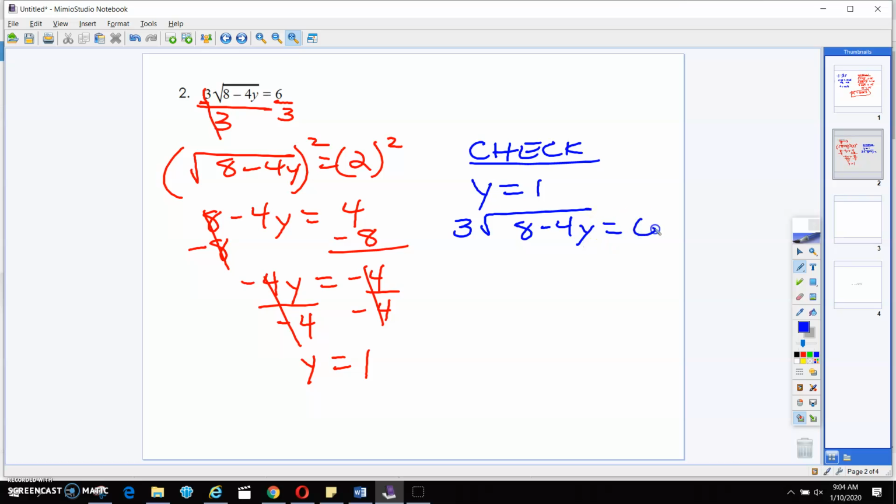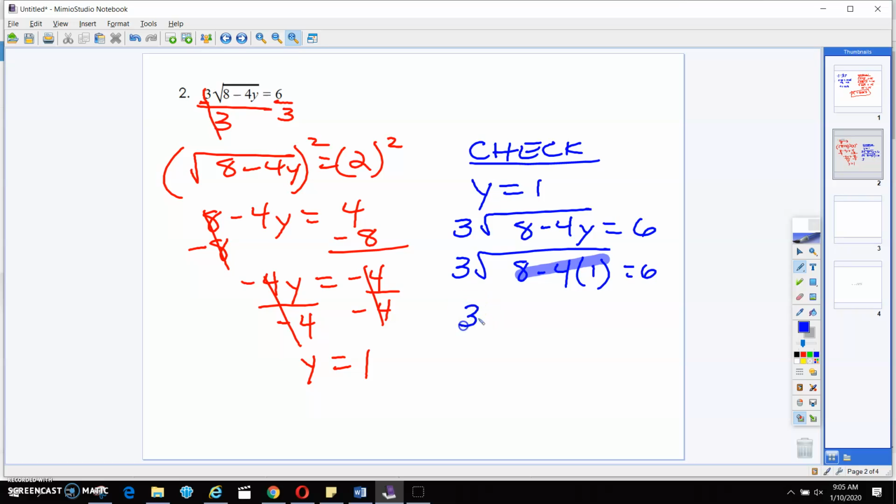Okay? And then I'm going to plug in 1 for y, right? So 3 square root of 8 minus 4 times 1 equals 6. The first thing we're going to do is what's underneath that radical. So what's going to happen is negative 4 times 1 is negative 4, right? And 8 minus 4 is 4.